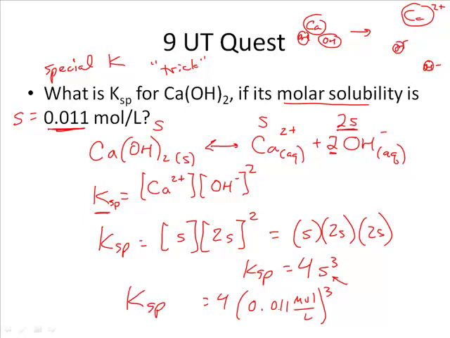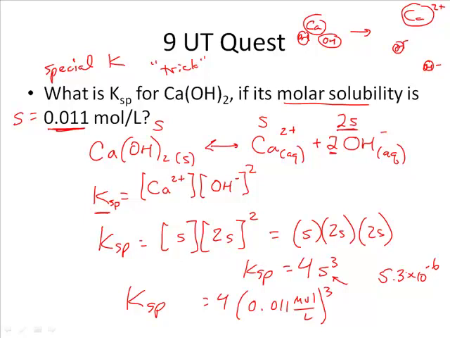So I type 0.011 and I cube it, and then I multiply it by 4. That's how my calculator works. If yours does it the opposite way, you can plug it in there, and that will give you your KSP answer. And for this particular one, I believe this one had an answer of 5.3 times 10 to the negative 6th.